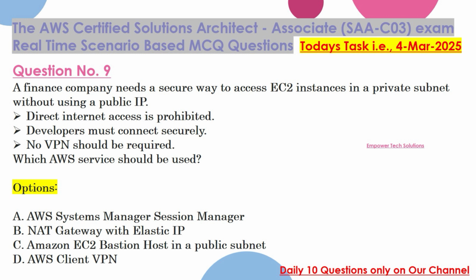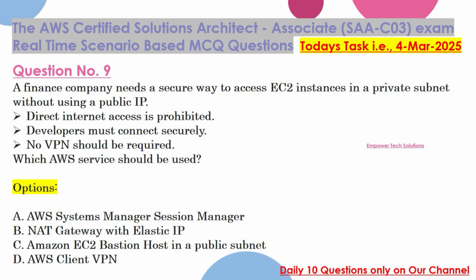Question 9. A finance company needs a secure way to access EC2 instances in a private subnet without using a public IP. Direct internet access is prohibited. Developers must connect securely. No VPN should be required. Which AWS service should be used?